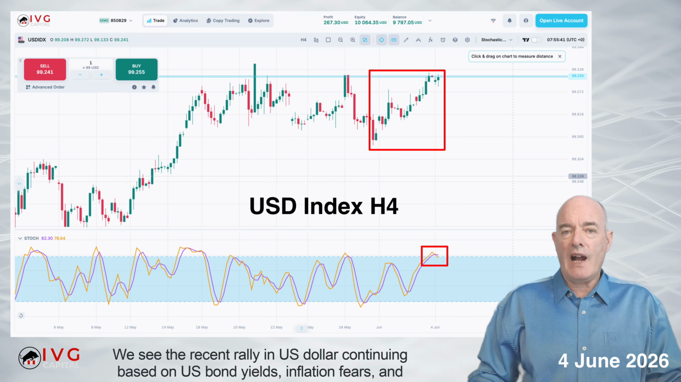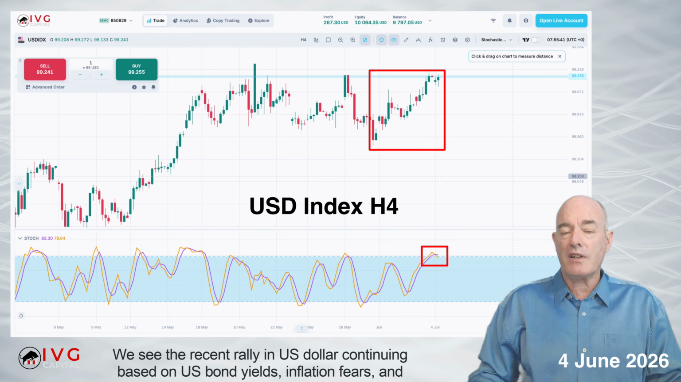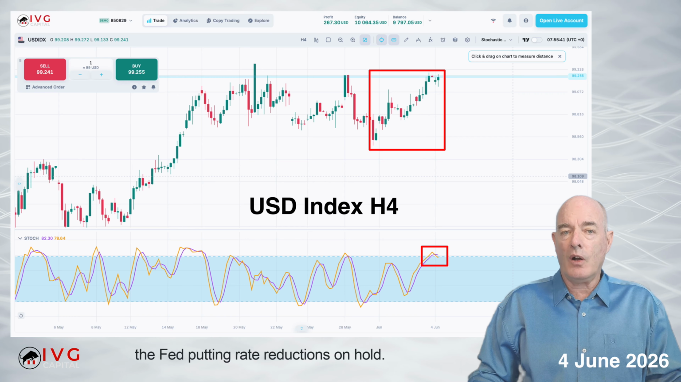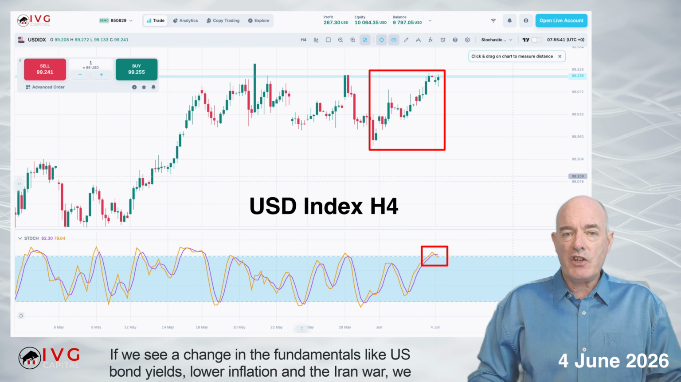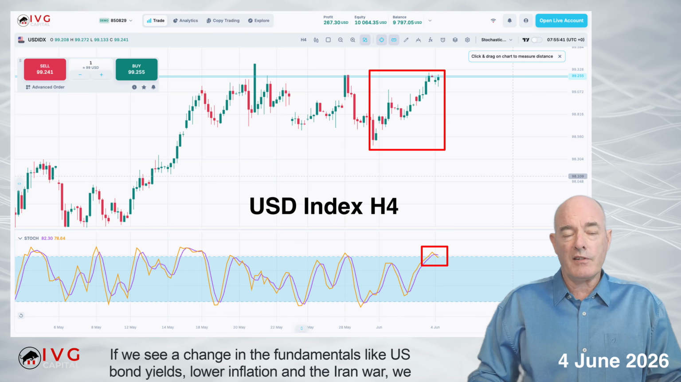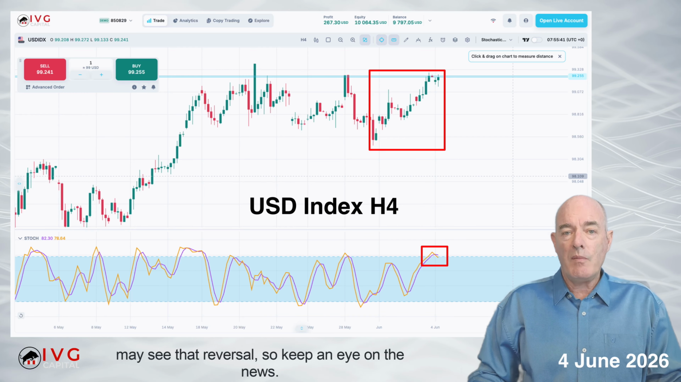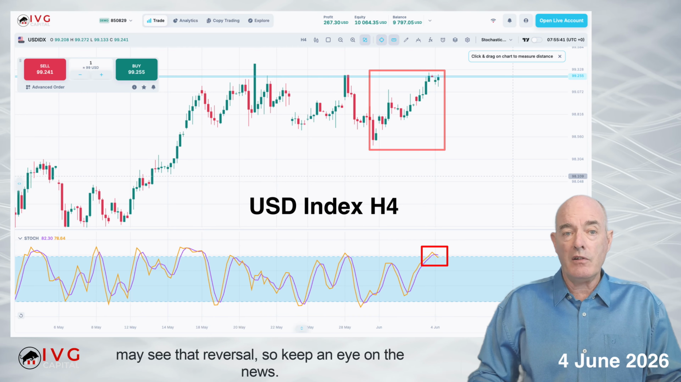We see the recent rally in US dollar continuing based on US bond yields, inflation fears, and the Fed putting rate reductions on hold. So, will we see a reversal anytime soon? If we see a change in the fundamentals, like US bond yields, lower inflation, and the Iran war, we may see that reversal, so keep an eye on the news.